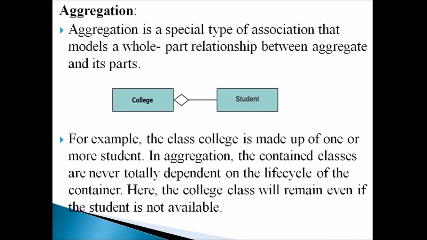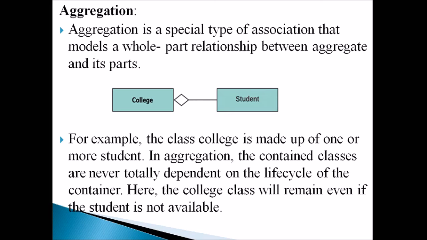Next relationship is aggregation. Aggregation is a special type of association. It is also one kind of association that models a whole part relationship between the aggregate and its parts. For example, if we consider a college, it is made up of one or more students, isn't it? In an aggregation, the contained classes are never totally dependent on the life cycle of the container. In the sense, even if there are no students in the class, the classes will remain in the college, isn't it? That is what is called aggregation.